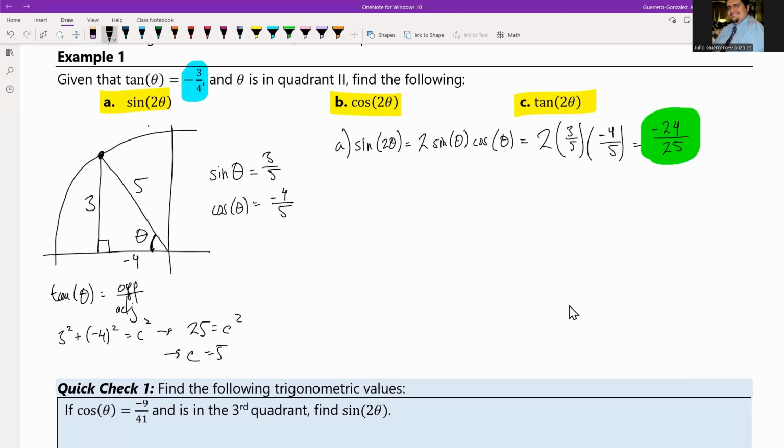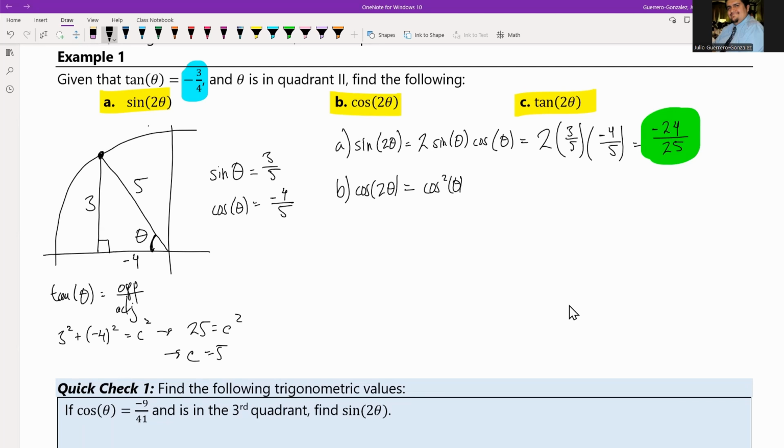Kind of becomes like a scavenger. B, cosine of 2 theta. Okay, this one was the one that had 3 different versions of it, right? Okay, you can use any 3, doesn't matter. But I'm going to use the one that has the mix of the 2. I'm going to use this one.